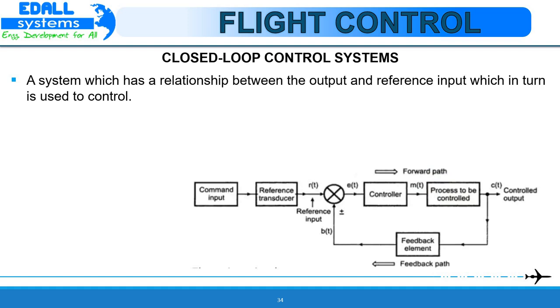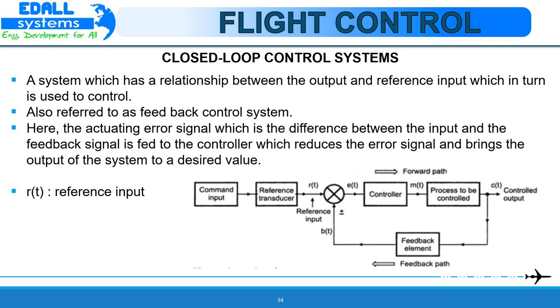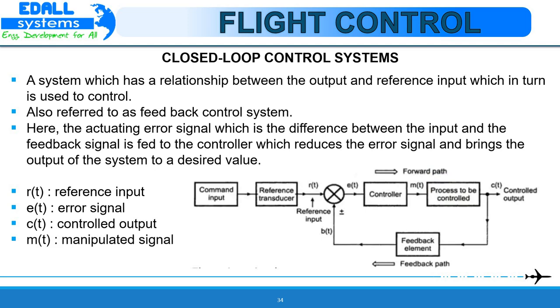Here we have a closed loop system which is represented in the block diagram. R(t) is the reference input, E(t) is the error signal, C(t) is the controlled output, M(t) is the manipulated signal, and B(t) is the feedback signal. Depending upon the nature of controller and plant, it is required to reduce it or amplify it or to change its nature, that is, make it discrete from a continuous type of signal.